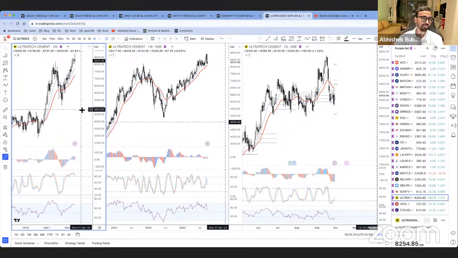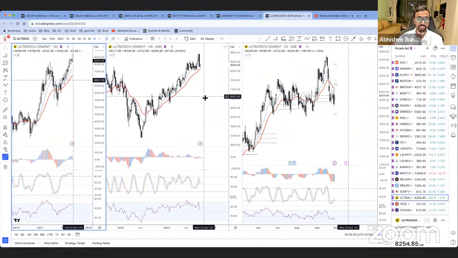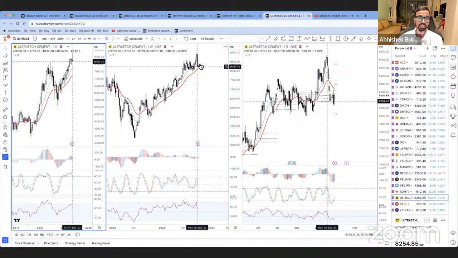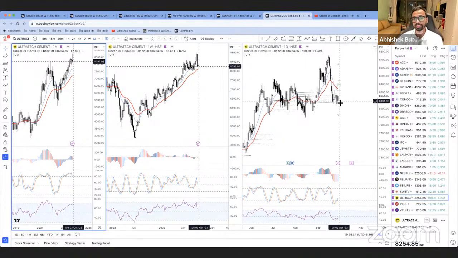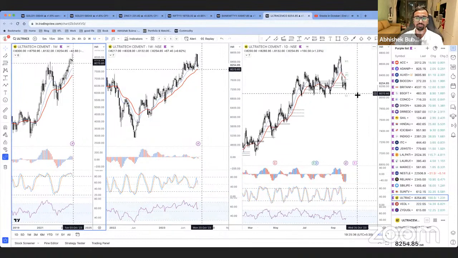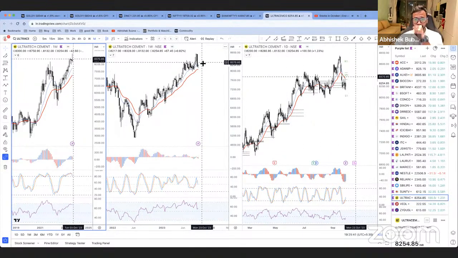Then we have Ultratech Cement. Ultratech Cement, monthly bearish divergence doji here, weekly bearish divergence in RSI as well, and we have a bad candle, a sideways candle this week. And I think if things go south, then this is one of those stocks that you could look for as a selling opportunity as well.